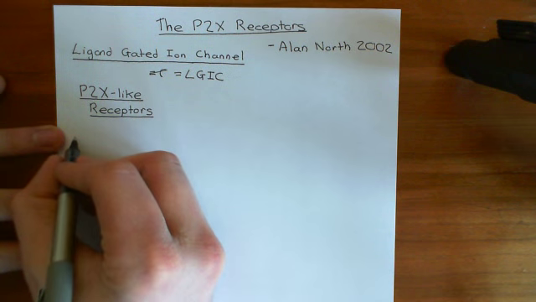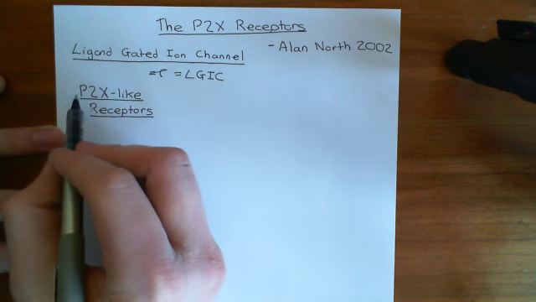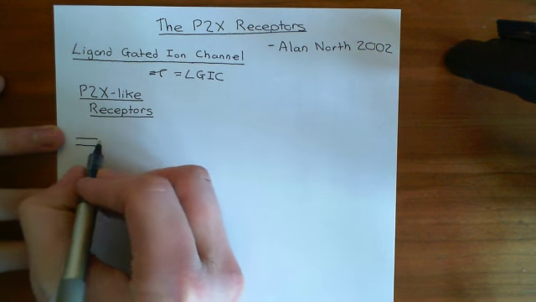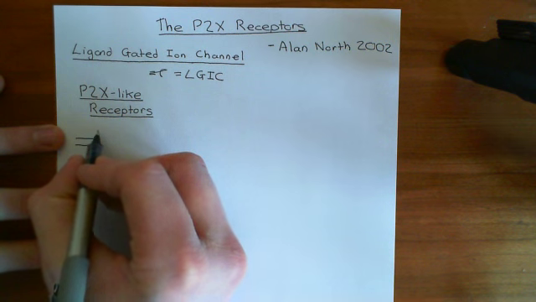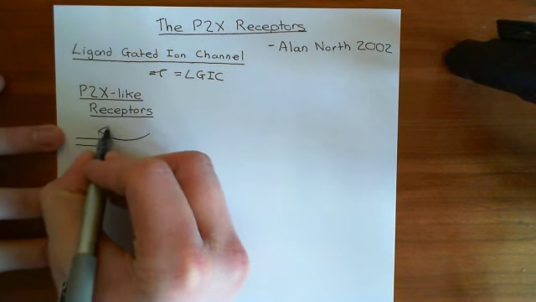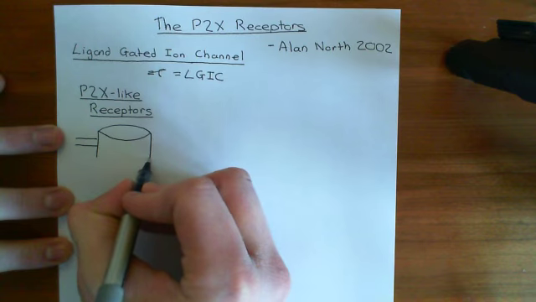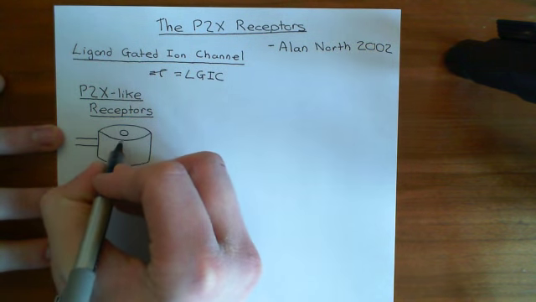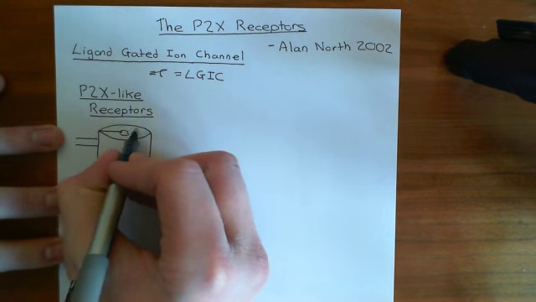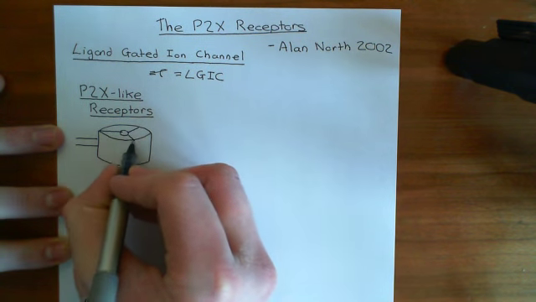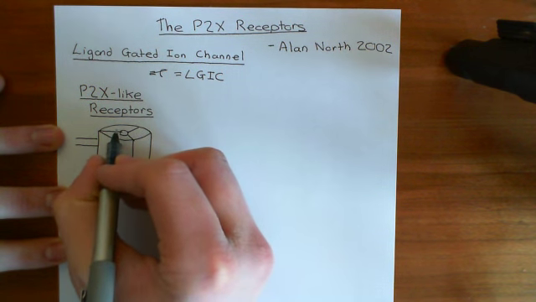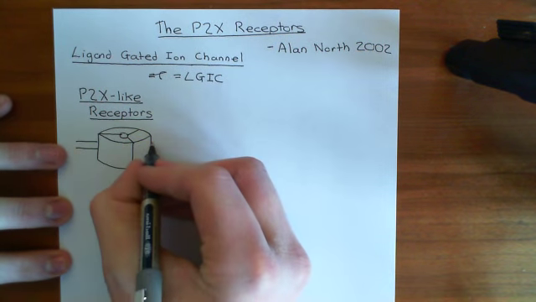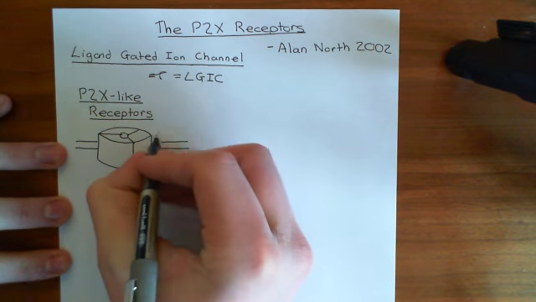So what's the structural feature that you have to have to be considered a P2X-like receptor? Basically, what these P2X-like receptors all have in common is that they are trimers. If I draw a picture of this, let's say this is our ligand-gated ion channel, and I'll draw a pore down the middle, which is where the ion will be conducted. All of them are made up from three proteins stuck together to make a P2X-like receptor. So they are trimers, that's the starting point.